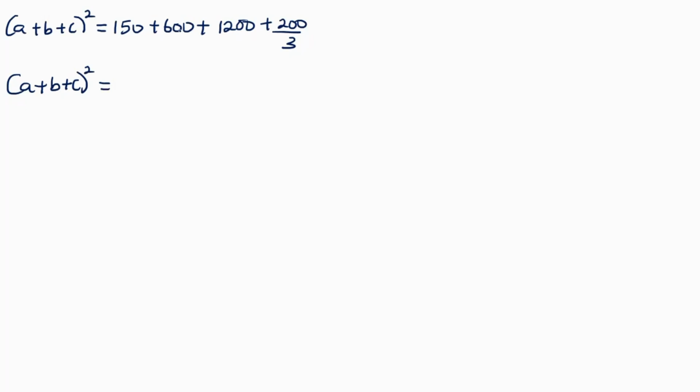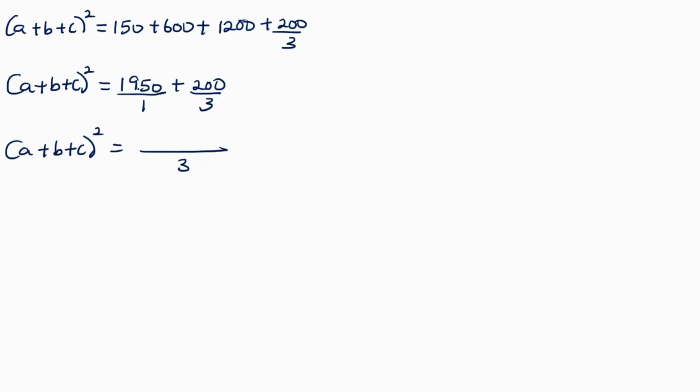So we have (a plus b plus c) all squared is equal to 150 plus 600 is going to give us 750. 750 plus 1200 is going to give us 1950 plus 200 over 3. So let's take the LCM. So we have here (a plus b plus c) all squared is equal to, the LCM here we have it to be 3. Here is over 1. 1 into 3 is 3.